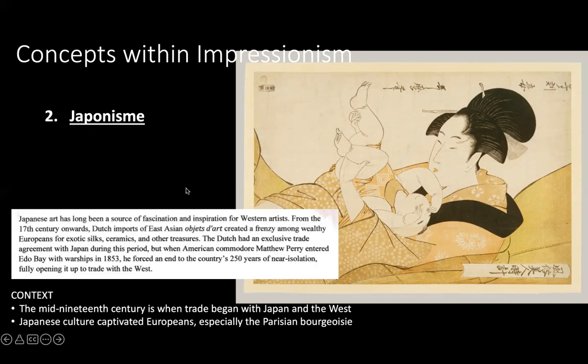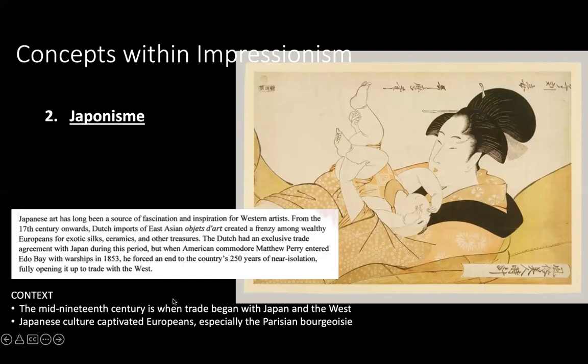Japanese art has long been a source of fascination and inspiration for Western artists. From the 17th century onwards, Dutch imports of East Asian objects created a frenzy among the wealthy Europeans for exotic silks, ceramics, and other treasures. The Dutch had an exclusive trade agreement with Japan during this period, but when American Commodore Matthew Perry, I think it's an actor also, entered Edo Bay with warships in 1853, he forced an end to the country's 250 years of near isolation, fully opening it up to trade with the West.